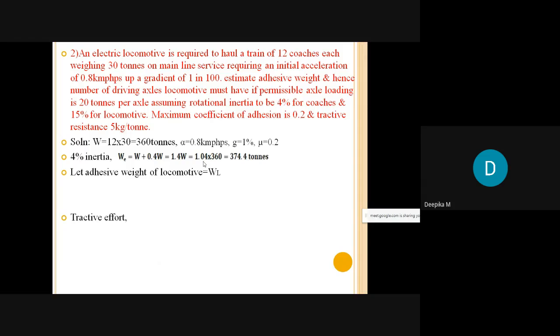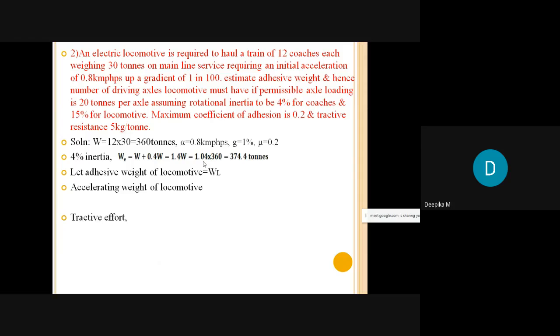Next, we have the adhesive weight of the locomotive. So what is actually the adhesive weight of the locomotive? That is nothing but WL. I am talking about the adhesive weight, which is actually the total weight being carried by the driving wheels. So hence we could write it as WL.